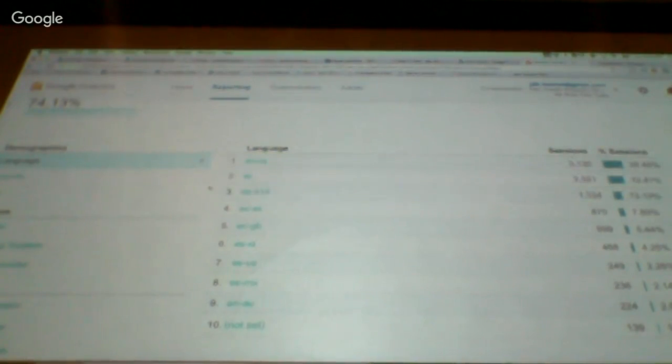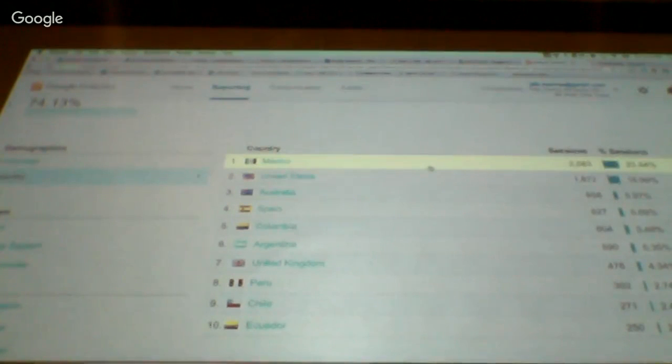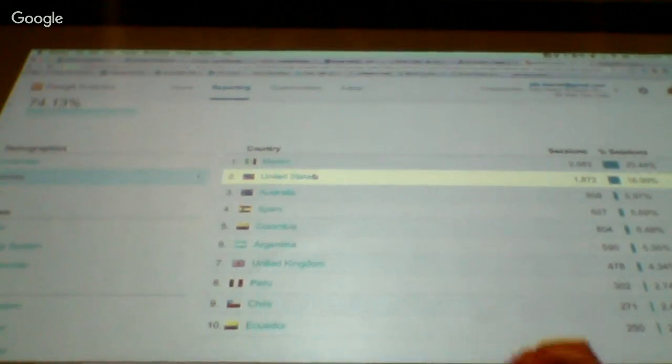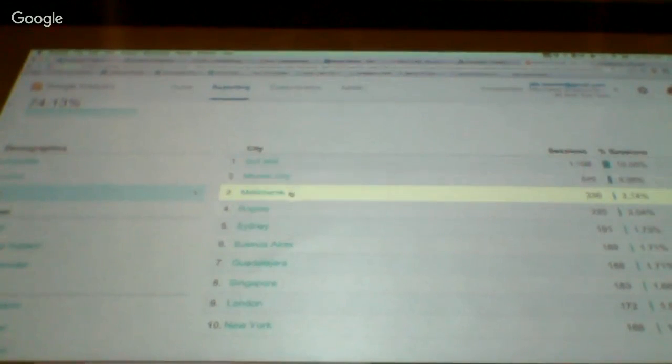You'll also see things like the country from which people originate. He happens to have a lot more sessions from Mexico for some reason. We can potentially see if most of the sales are coming from Mexico, but maybe about 50% more than people who are actually visiting from the United States. And you can also see things like the top cities, for things like Mexico City, Melbourne, etc.